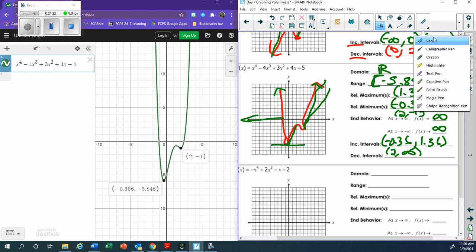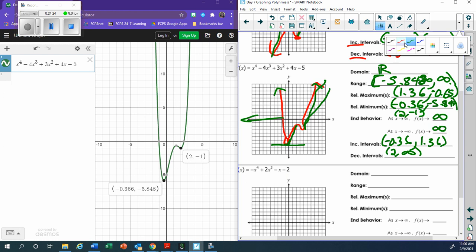And then the decreasing one, I will use the red color. So for the decreasing interval, it went down from negative infinity all the way to this point. So decreasing is from negative infinity to negative 0.36. And then it went down between these two intervals right here, right? From 1.3, comma, 2.